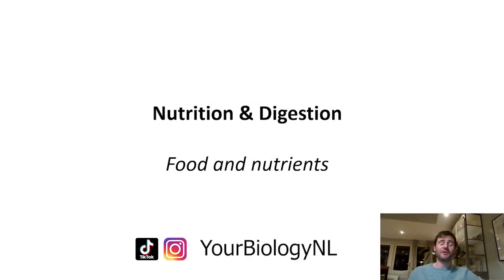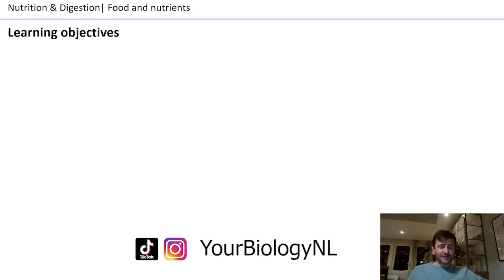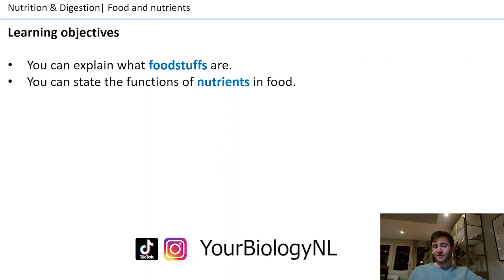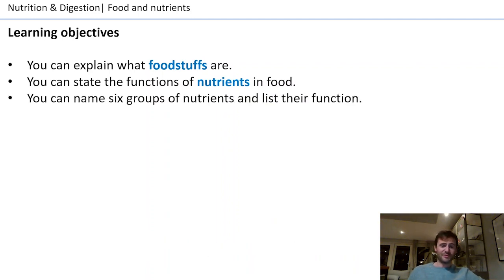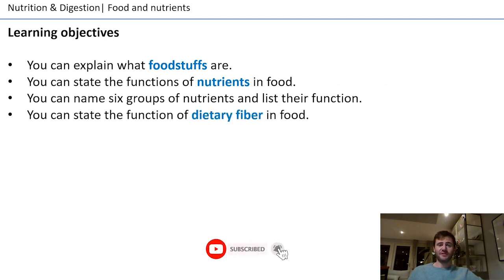In this lesson, we're going to explore food and nutrients. But first, the learning objectives. You can explain what foodstuffs are. You can state the functions of nutrients in food. You can name 6 groups of nutrients and list their function. And you can state the function of dietary fiber in food.